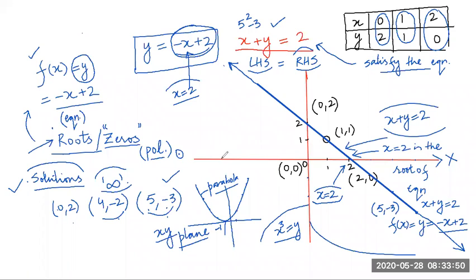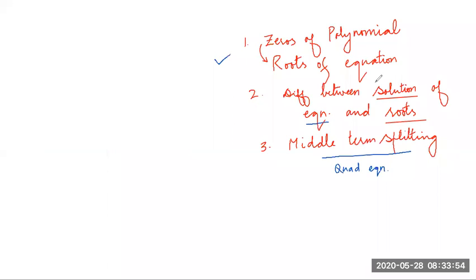To sum up, the solutions of an equation can be infinite, but the roots can only be as many as the number of times the curve cuts the x-axis. Let's say you have a curve like this. How many times has it cut the x-axis? Tell me.